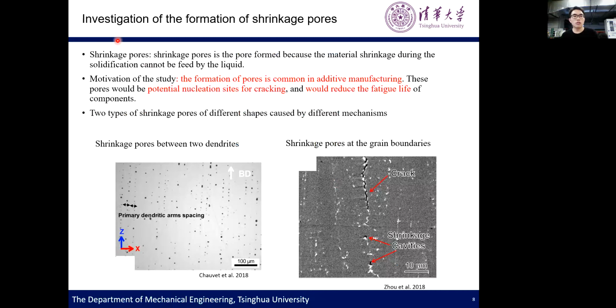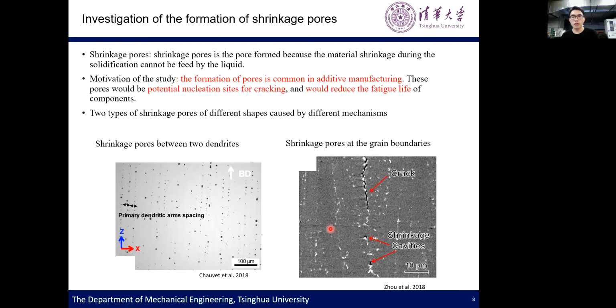Then we use this model to investigate the formation of shrinkage pores in additive manufacturing. Here, shrinkage pores are pores formed because the material shrinkage during solidification cannot be fed by the liquid. The formation of these pores is very common in additive manufacturing.